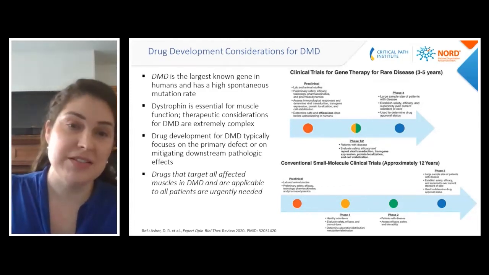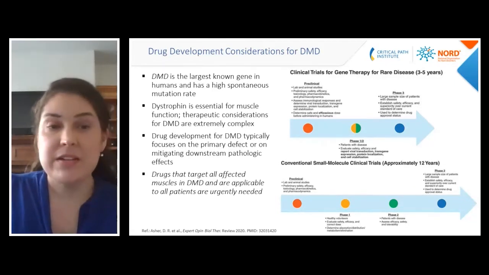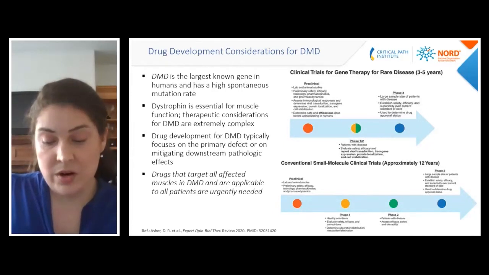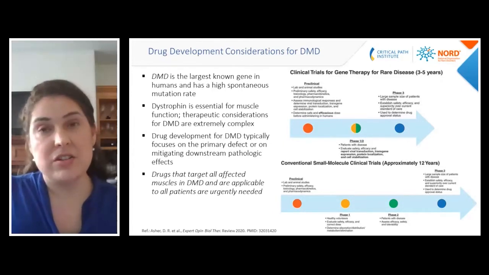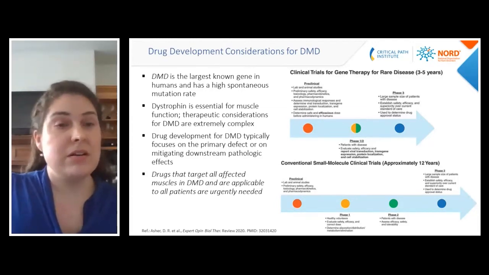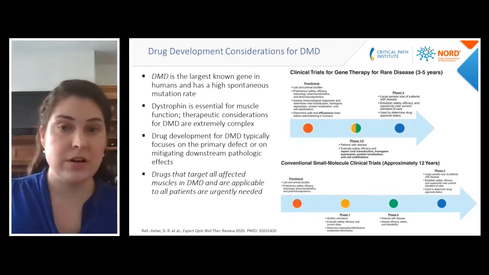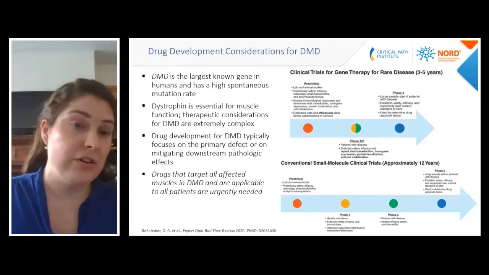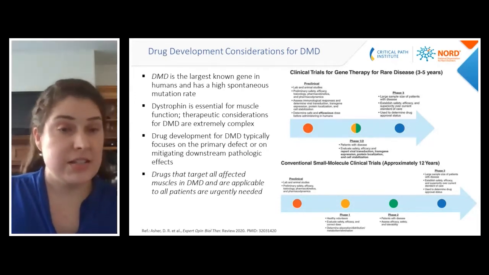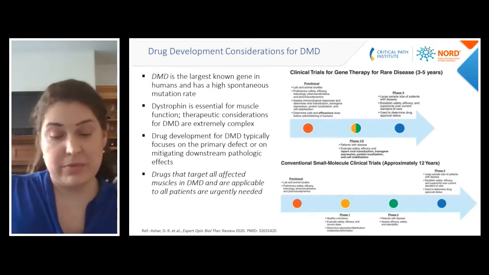Turns out that DMD is the largest known gene in humans, and it has a very high spontaneous mutation rate. This makes it a bit of a tricky target. On the one hand, there's the advantage of DMD being a monogenetic disease, muscle being a tissue that doesn't divide, and therefore approaches to cure it, for example, with gene therapy, seem amenable in the sense that you could get a lot of effect from a single administration.